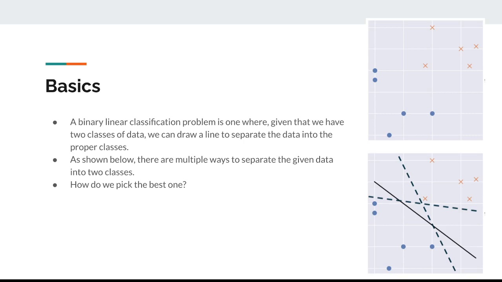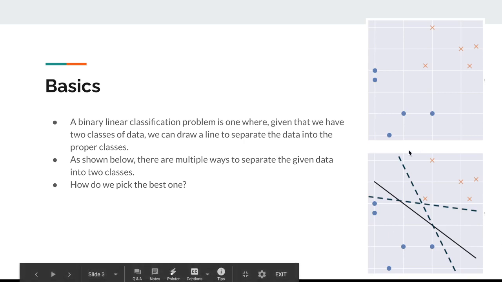So with the basics, here on the right we have a basic linear classification problem where we have two classes of data and we're drawing a line to separate the data into its proper classes. There are multiple ways to separate this data into two classes. On the bottom right over here, we have these two dashed lines along with one solid line. So how are we supposed to pick the best one?